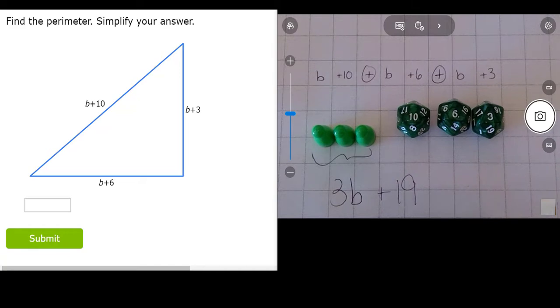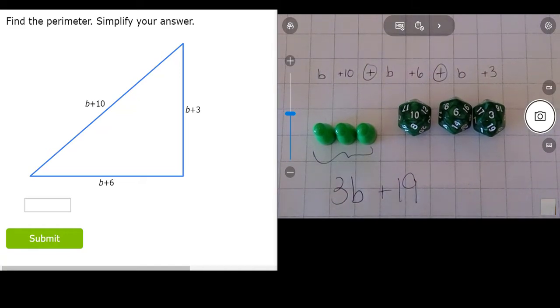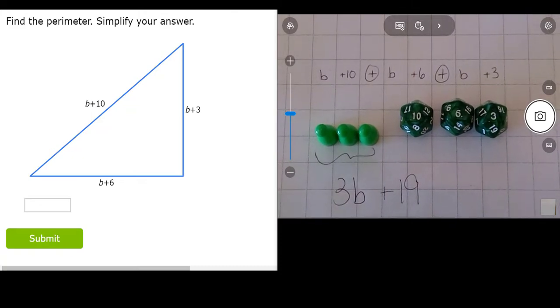And what's nice about these manipulatives is that we can use that property. We can move them around. That's what's key for us. Using that commutative property, being able to move it around, makes it easier for kids to group them. Okay, questions? This, 3b plus 19, is the answer to the perimeter. We would type this expression in, and that's what they're looking for.